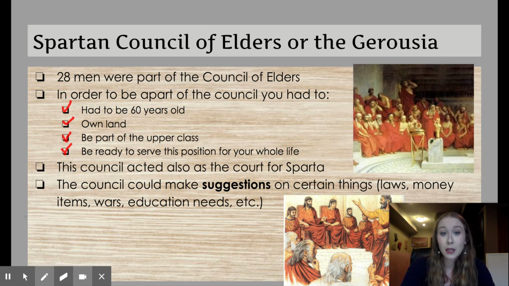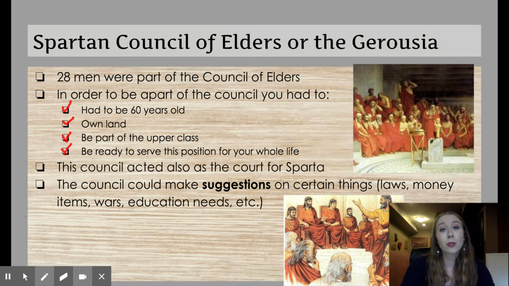Okay? This council also serves as a court in Sparta, and that's very similar to our federal courts here in America, like the Supreme Court or the federal district courts. I think there's one in Omaha. Could be wrong. But judges that serve on the Supreme Court are appointed for their entire life. You can't fire a judge. They have to either retire themselves or they die while serving. And that's the same thing here at the Council of Elders. These men either retired or they died while serving.